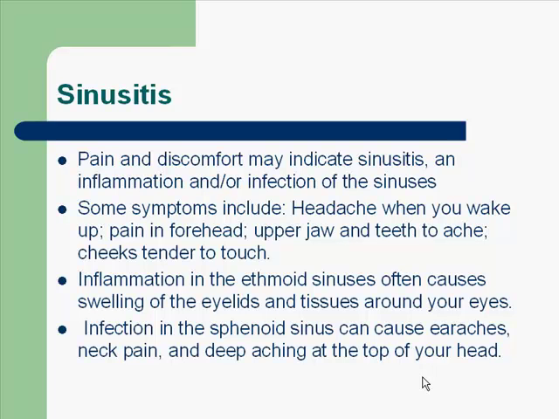Ethmoid inflammation often causes swelling of the eyelids and tissues around your eyes. Inflammation of the ethmoid sinus can also cause tenderness when the sides of your nose are touched, a loss of smell, and a stuffy nose. Infection in the sphenoid sinus can cause earaches, neck pain, and a deep aching at the top of your head. Inflammation in the sphenoid sinus does not occur as frequently.